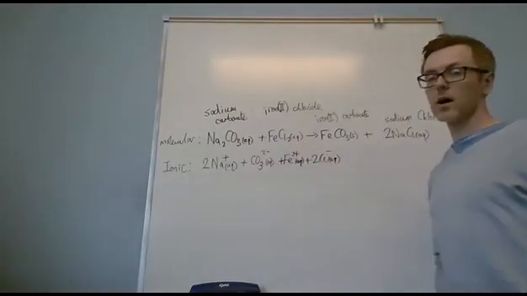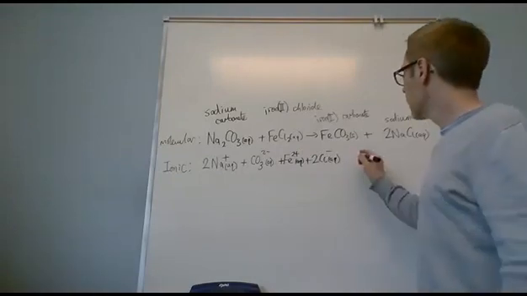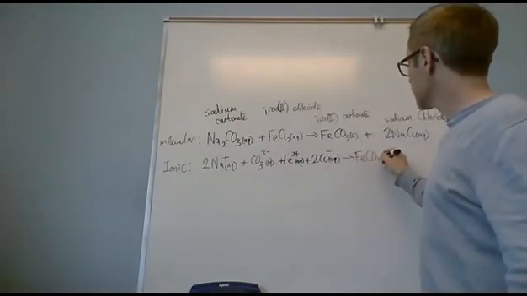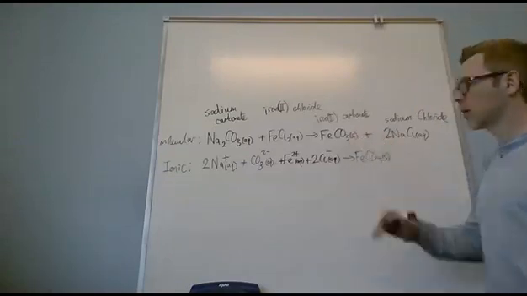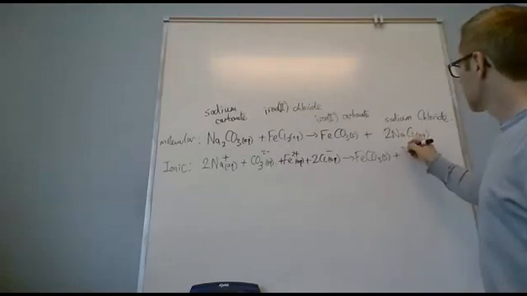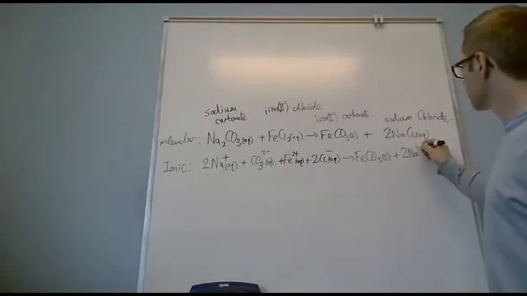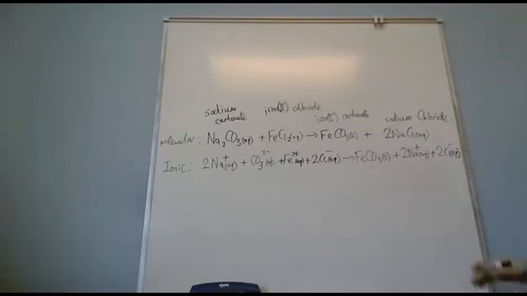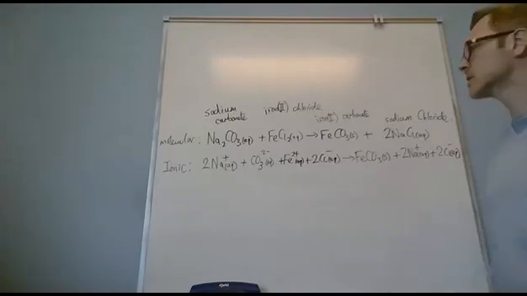I've got 2 singly charged chlorides. The solid, I can just write as is. I can't separate it because only aqueous substances can be separated. And I've got 2 sodiums and 2 chlorides. Okay, so that's my ionic equation. Again, I've separated all the aqueous species.